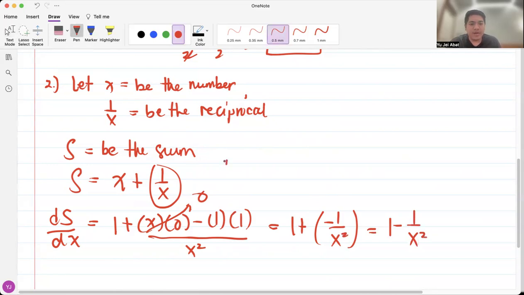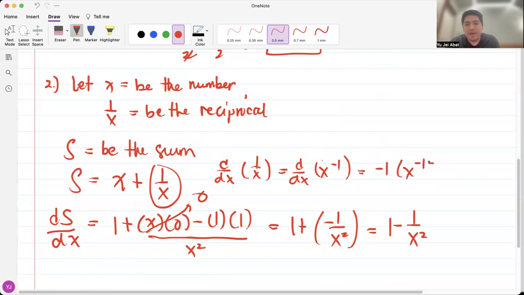Or if we wish to get the derivative of 1 over x, we simply use the reciprocal, so we have x raised to -1. Then we apply the power rule. We have -1 times x raised to -1 minus 1, so that becomes negative x raised to -2. To eliminate the negative exponent, we have -1 over x squared, same as here if we use the quotient rule. So that will be the first derivative.